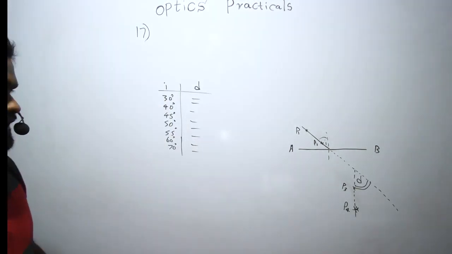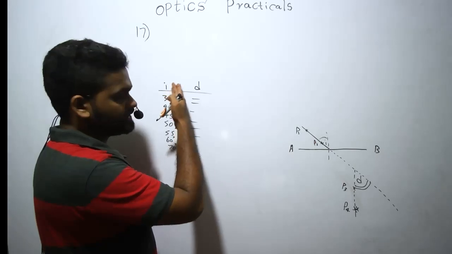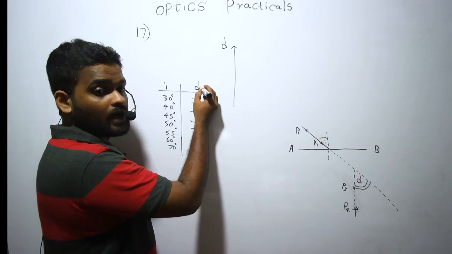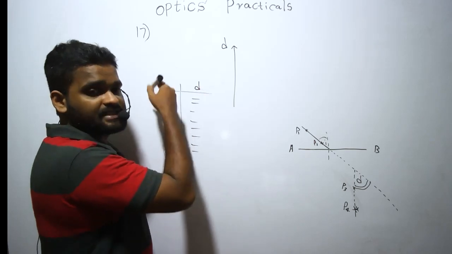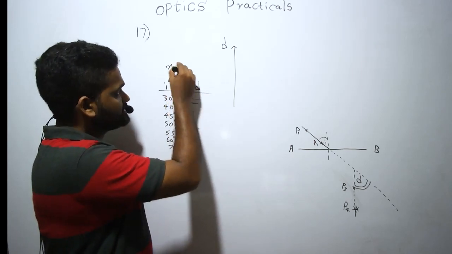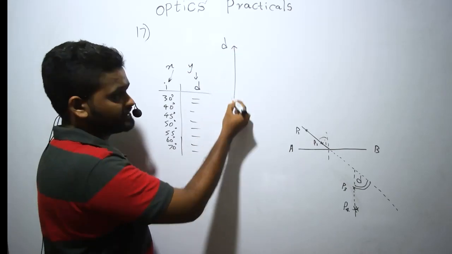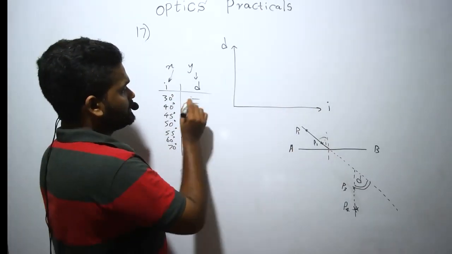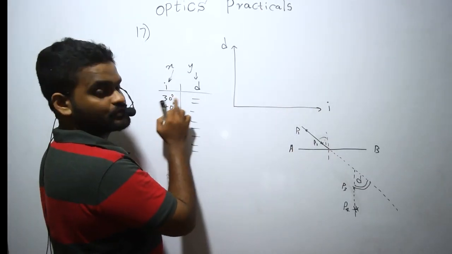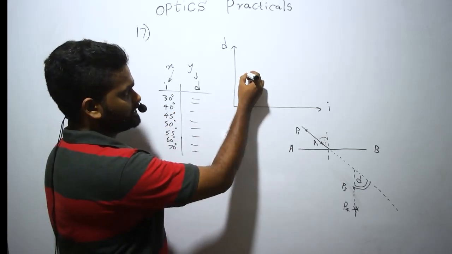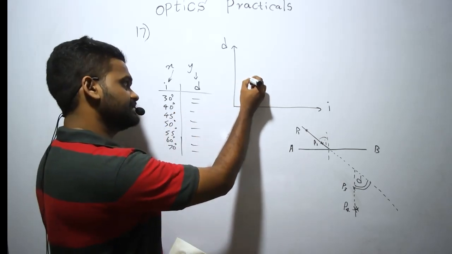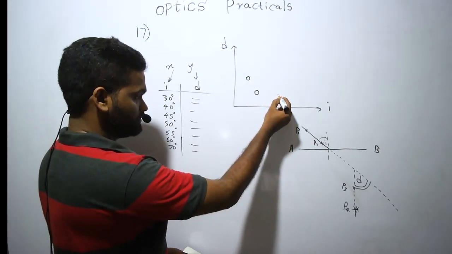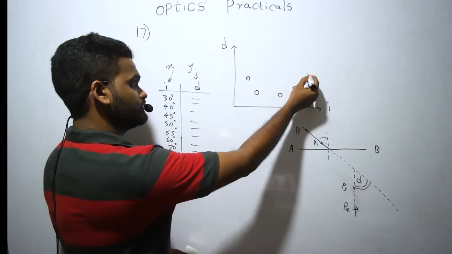Using D and I, we can draw a graph between incident angle and angle of deviation. So angle of deviation is the Y, right? Incident angle is what we change. So this I is X, this D should be Y. So on the Y axis we put angle of deviation, and incident angle on this one. Then you have to mark these XY coordinates on the graph. So you will get coordinates like this, 1, 2, 3, 4, something like this, right?